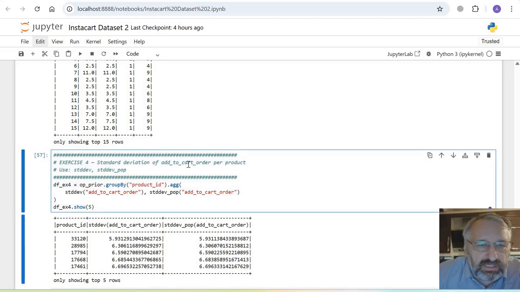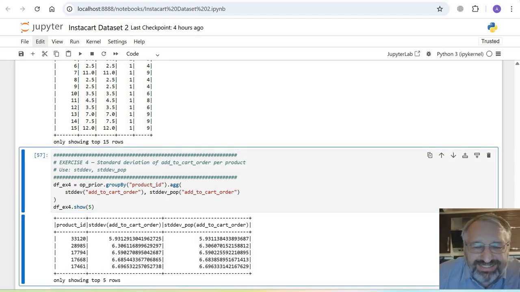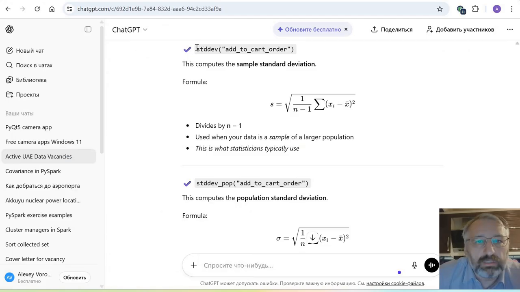Okay, calculate standard deviation of add to cart order per product. Standard deviation and standard deviation pop. There is a slight difference. I will show what says the difference between the two.